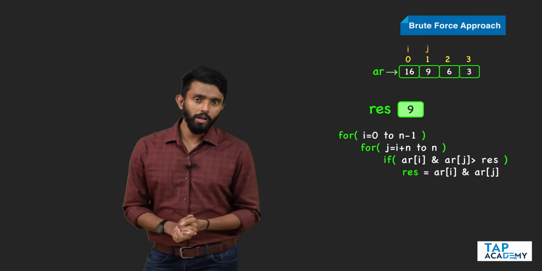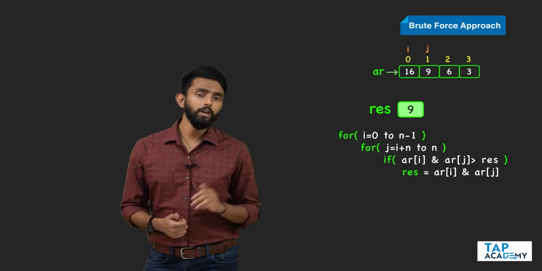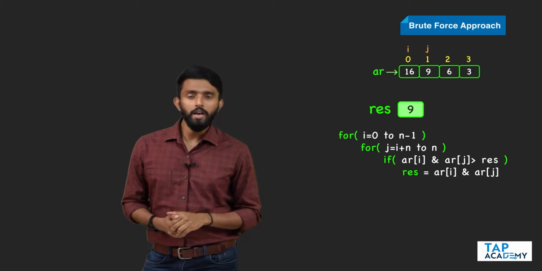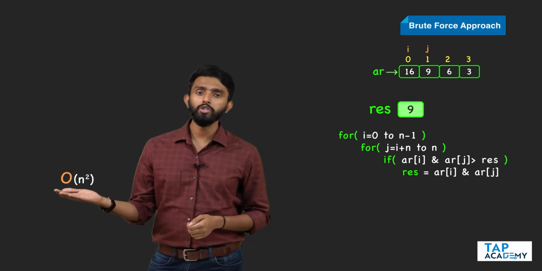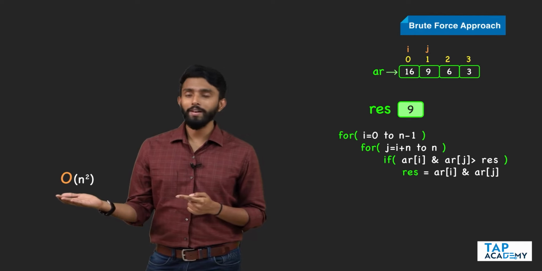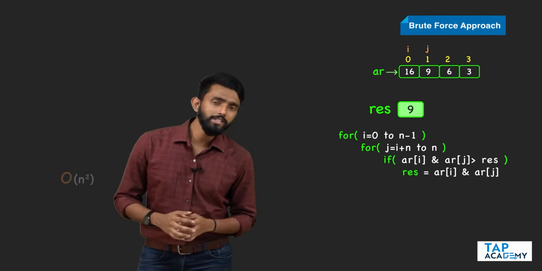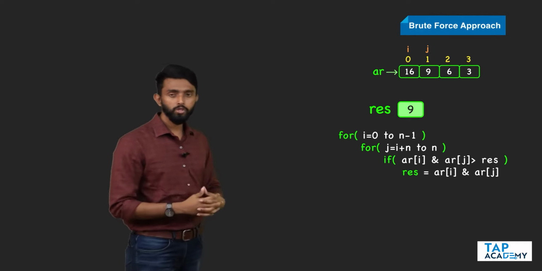Now when it comes to time complexity, it's quite straightforward. You have two loops, right? If you have two loops, one within the other, then you could say it is big O of n square. Now n square is never good. Is there a better way to approach this problem?